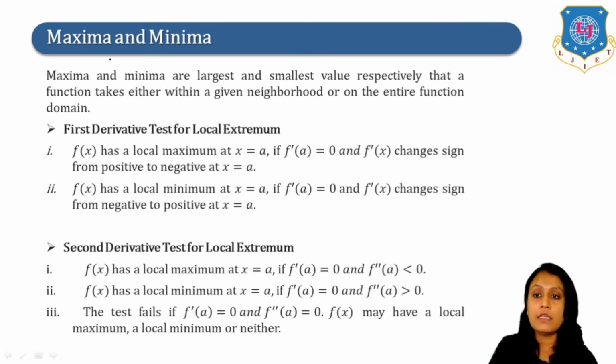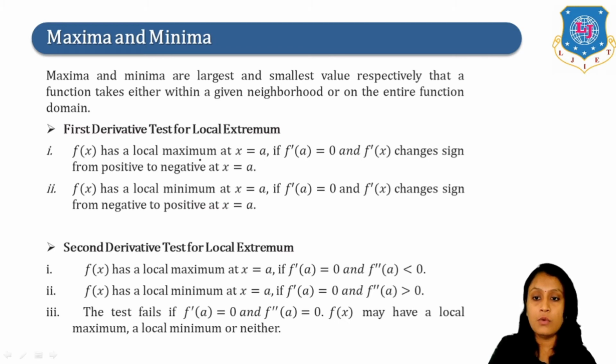Now the next topic is maxima and minima. Maxima and minima are the largest and smallest value respectively that a function takes either within a given neighborhood or on the entire function's domain. Now there are two tests. First, the first derivative test for local extremum. Now what does this test say?